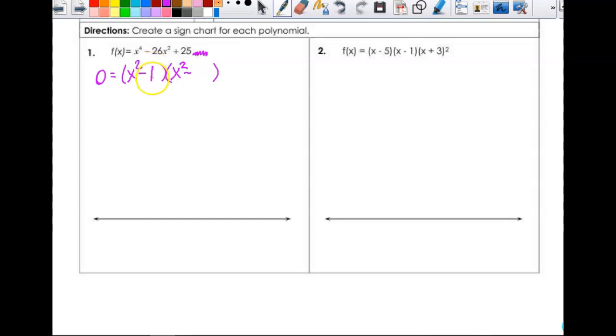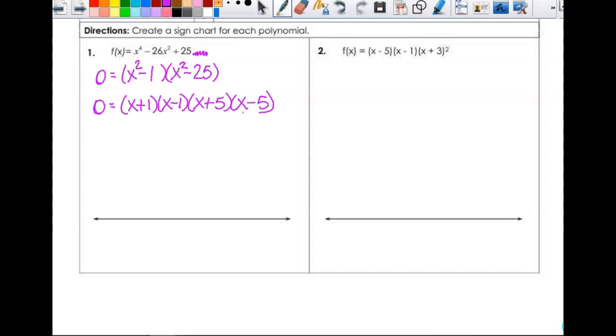Good, negative 1 and negative 25. Then can I factor some more? Yes, I can. So 0 equals x plus 1 times x minus 1 times x plus 5 times x minus 5. Okay, so that's completely factored.